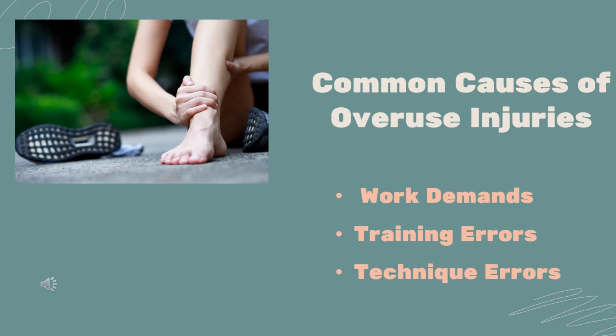Technique is also an important part of overuse injuries. Improper technique can take its toll on your body. If you use poor form as you do a set of strength training exercises, swinging a golf club, throwing a baseball, or even driving a bus, you may overload certain muscles and cause an overuse injury.